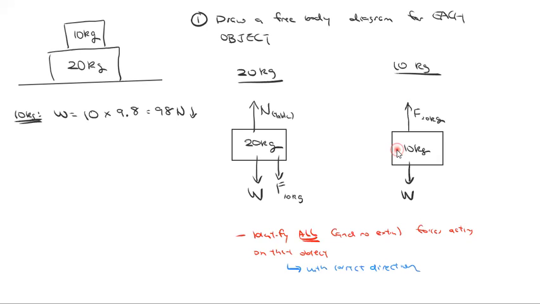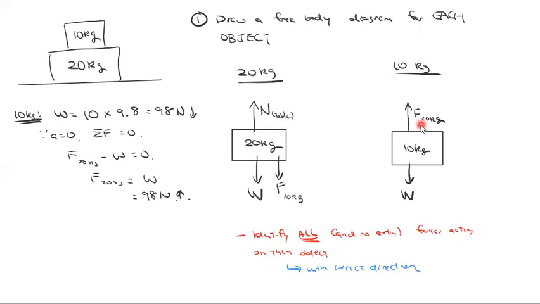Now, is the 10 kilogram box moving? No. Right. Because a equals 0, so sum of F equals 0. So F from the 20 kilogram box minus W must equal 0. In other words, the force from the 20 kilogram box is equal to W, and that's 98 newtons up. Does that make sense? Good.